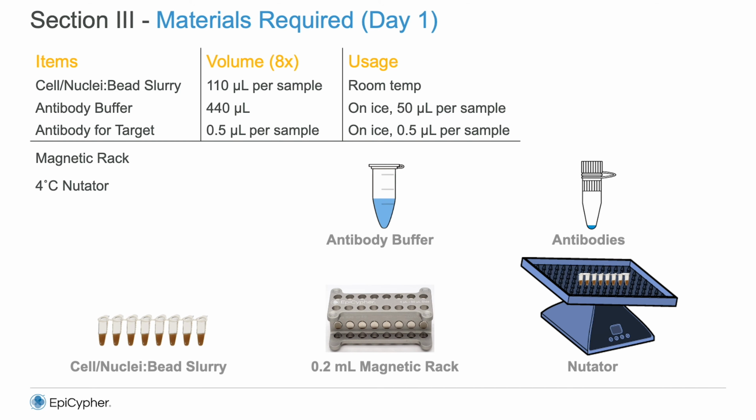For Section 3, you will need these materials. Make sure you include samples treated with a positive and negative control antibody, in addition to experimental samples labeled with the antibody for the target of interest. We will walk through batch processing and then show the same workflow summary for the 8-strip tube format.